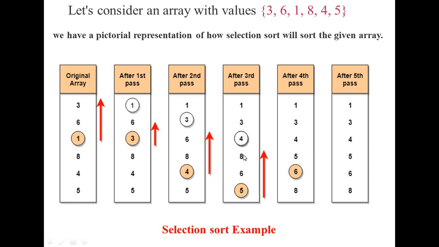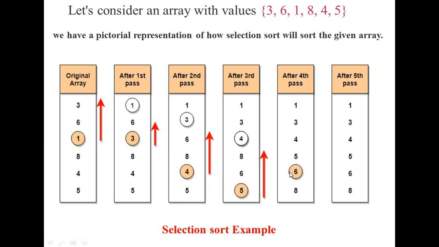Now the remaining elements are 8, 6 and 5. So again this process will be repeated. Now this 5 will be swapped with the fourth place number. So in the next step you can see that 1, 3, 4 and this 5 will be at the fourth place. So here 1, 3, 4 and 5 are all sorted. Now again we will check in the next step. The remaining elements are 6 and 8. Now we will check which one is the smallest number.